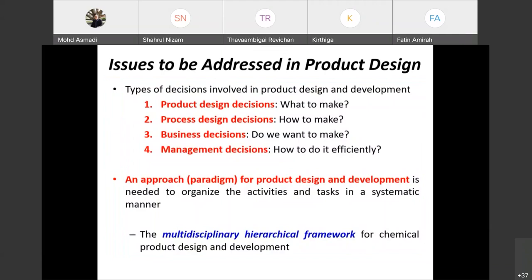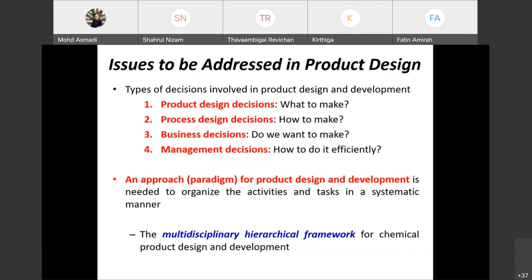So these are the issues usually addressed in product design. For example, in product design and development, the questions in the product design decision are: what to make, how to make, do we want to make, how to do it efficiently. Sometimes we do not have enough lab facilities, so we have to appoint a contractor. So all these things we have to consider.